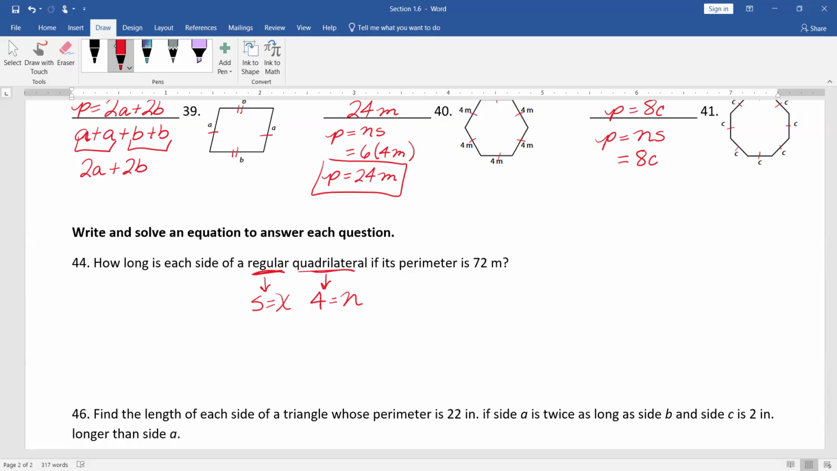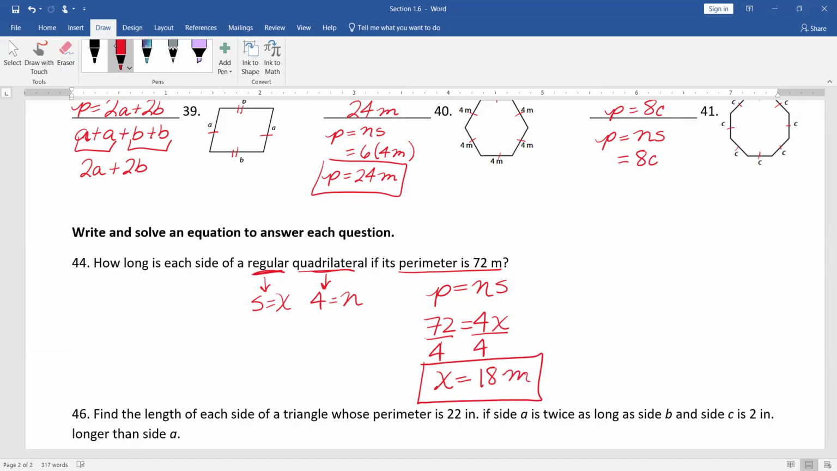We don't know what that side length is, but we know that there's 4 of them. And we know the perimeter. So our formula here is perimeter equals the number of sides times the side length. They've told us that perimeter is 72 meters. So 72 equals the number of sides, 4, times the length of each side, which is x. And then we just solve for x. We divide by 4. We get x equals 18. And then this is in meters. So be careful with word problems. If you have a unit, use it.